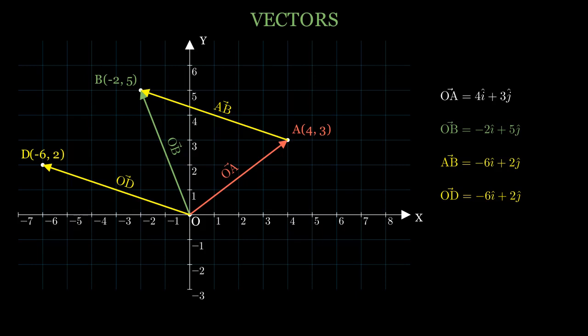Now we can see that both the vectors AB and OD have the same representation. Why is it so? The answer is that both the vectors have the same magnitude and the same direction. Since magnitude and direction are the same, both the vectors will have the same representation. All vectors having the same magnitude and the same direction will have the same representation.